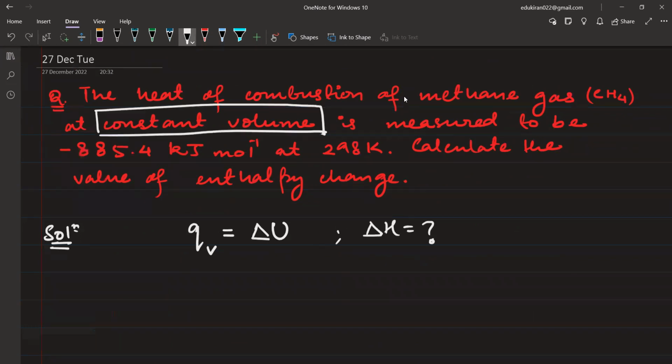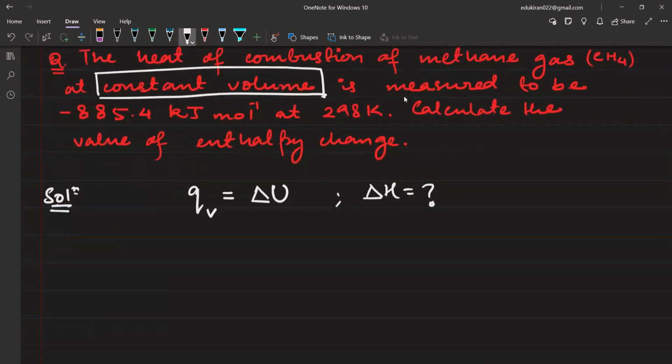Now, what is the relationship between delta H and delta U? We know delta H is equal to delta U plus delta nG RT. Do we have delta U? Yes. Do we have the temperature? Yes, 298 Kelvin. Do we have R, the universal gas constant? Yes, 8.314. Now, what about delta nG? The change in the number of moles of gases in products and reactants.